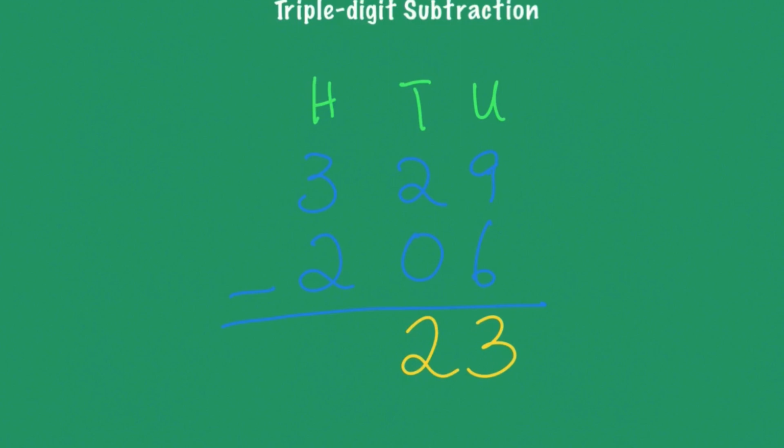Then I move on to the hundred section. 3 minus 2 gives me a 1. So my final answer here is 123. So let's try and do a few more, okay? So that we get our concepts clear. So let's take a look at the next.